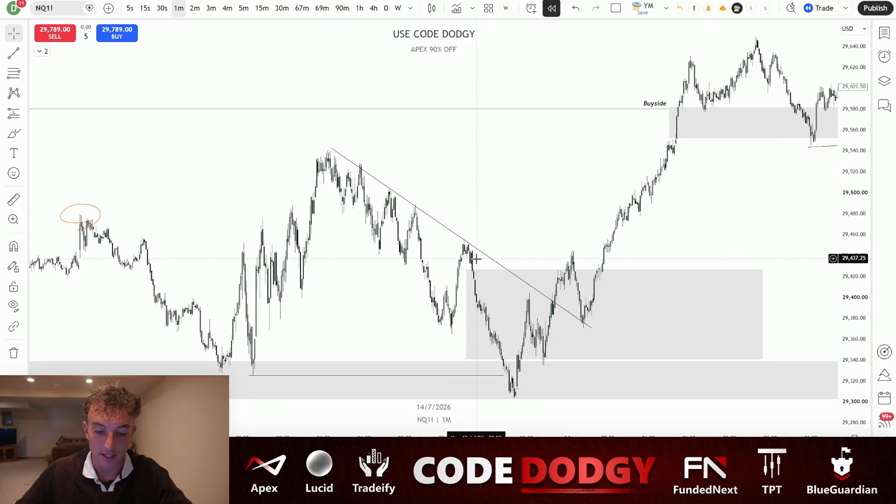That is not fuel. But see how this high has not taken out this high, which is not taking out this high, which is not taking out this high? That, my friends, is called fuel. And that is what you need to look for. Whether it be this, whether it be maybe relative equal highs like this. Maybe we have a bunch of orders filled, okay, like this.